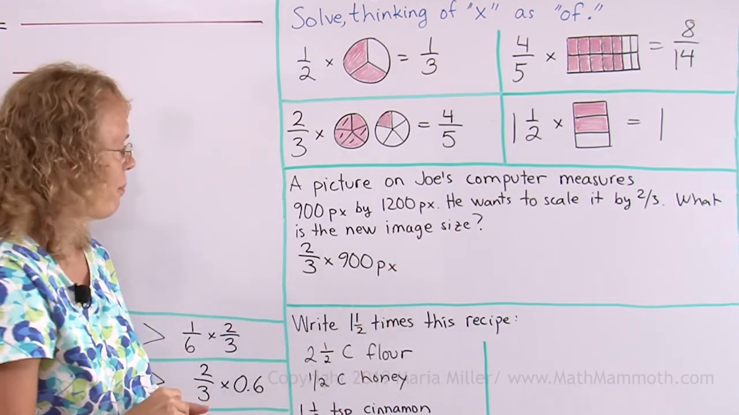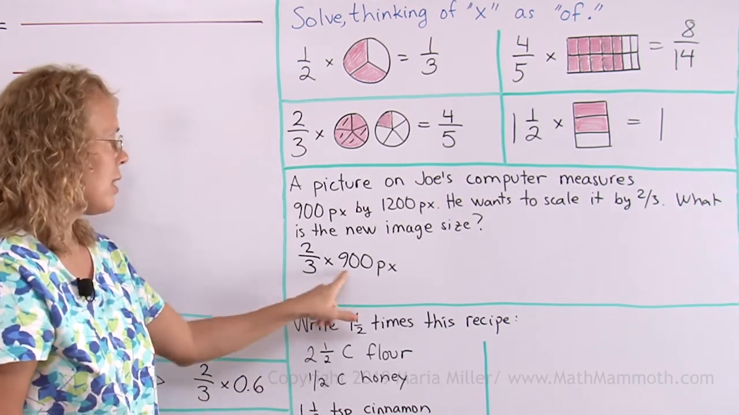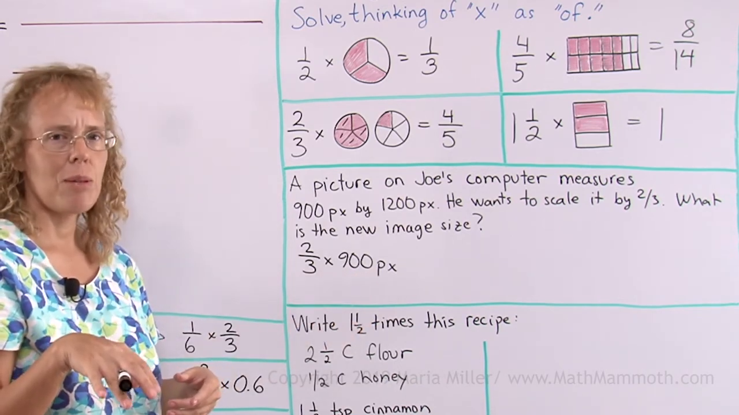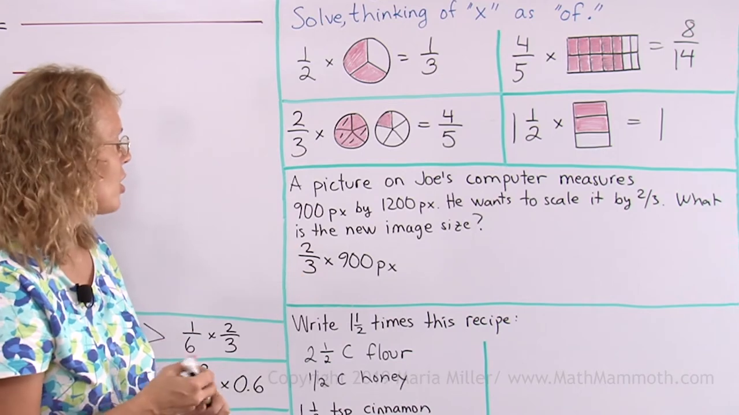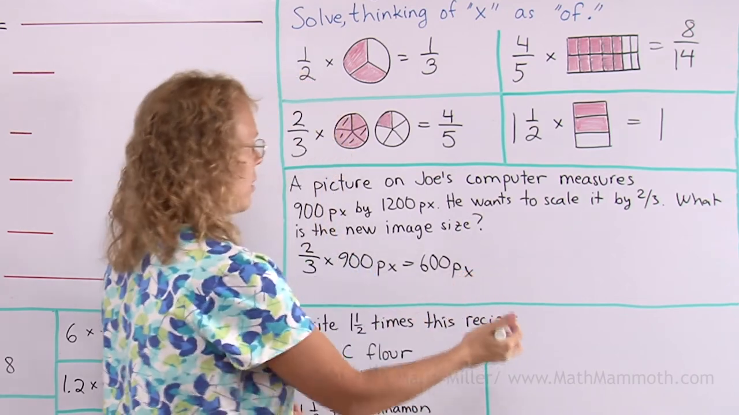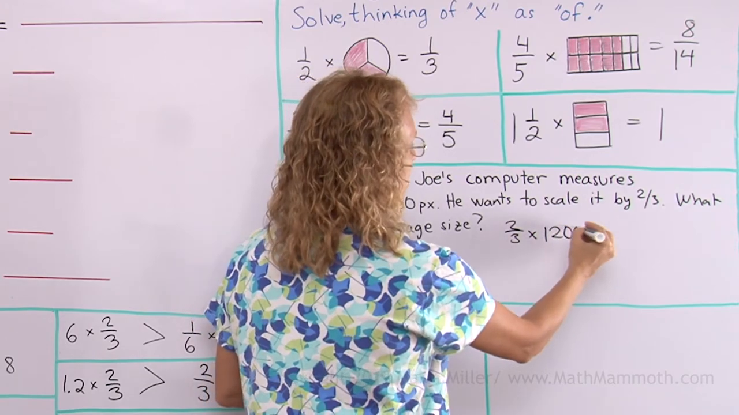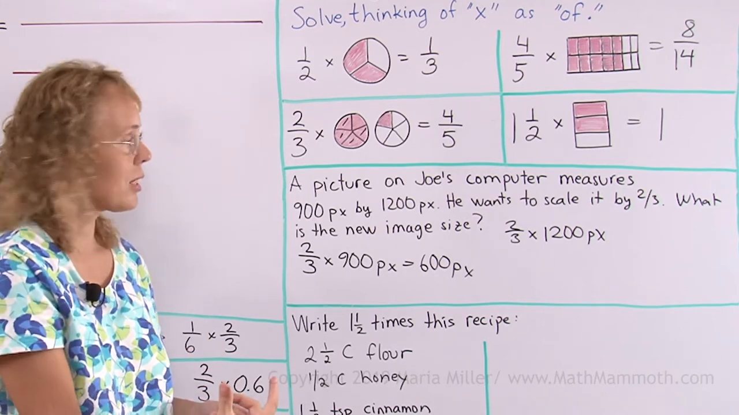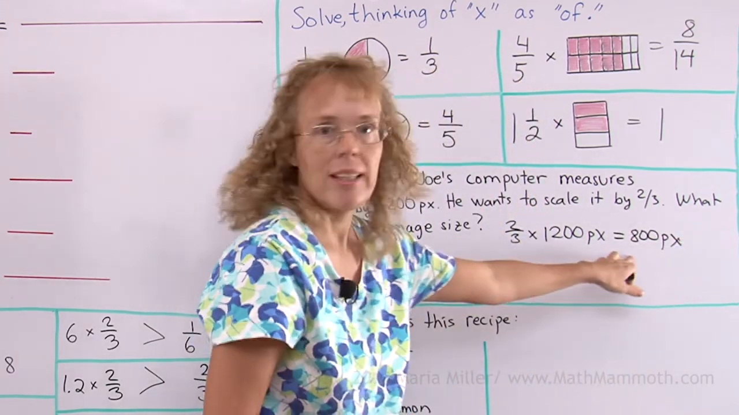2/3 times 900. Now, I like to do it this way. I'll think of it as 2/3 of 900. Since 900 is such an easy number to divide by 3, I'll think first of 1/3 of 900. How much is that? Well, that's 300 pixels. Then just take double that to get 2/3 of it. So 300 and double that is 600. 600 pixels this way, and then the other calculation we do is we multiply 2/3 times 1200 pixels. Again, I'll find first 1/3 of 1200. That's 400 pixels. Double that, 800 pixels. So the new image is 600 by 800 pixels.